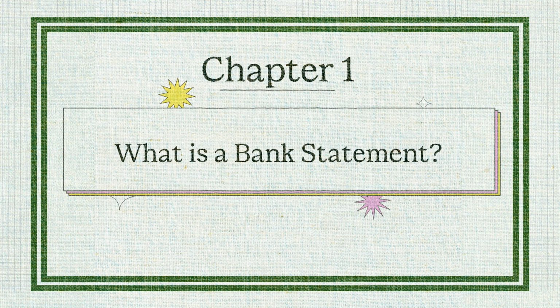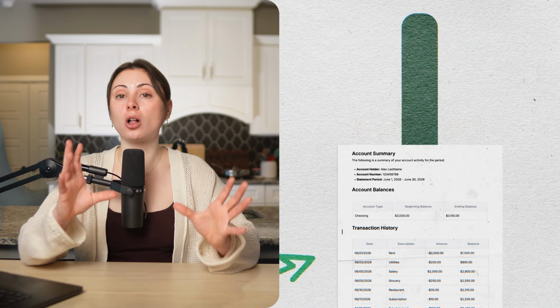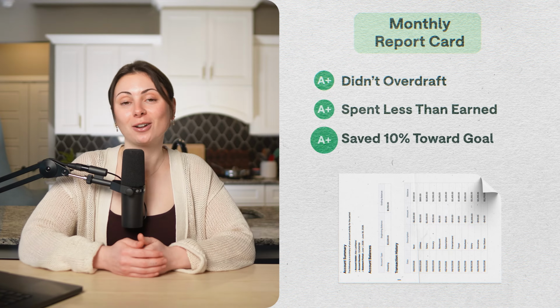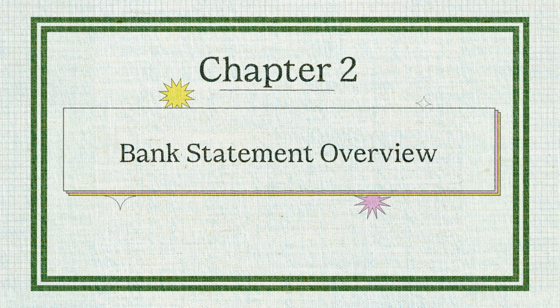Let's get into it. So first, what is a bank statement? A bank statement is a document from your bank that summarizes all of the money that came in and went out of your account over a specific period of time, usually 1 month. Think of it as a monthly report card for your bank account. It shows you where your money went, what came in, and what your balance is. Now let's look at an actual bank statement example and walk through it top to bottom.